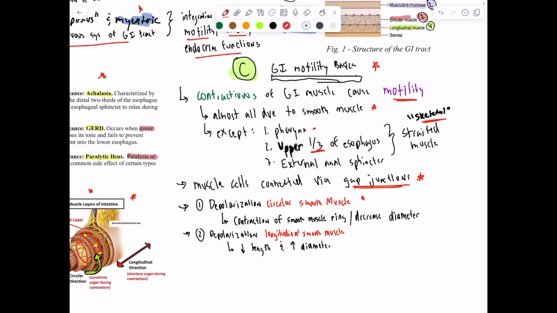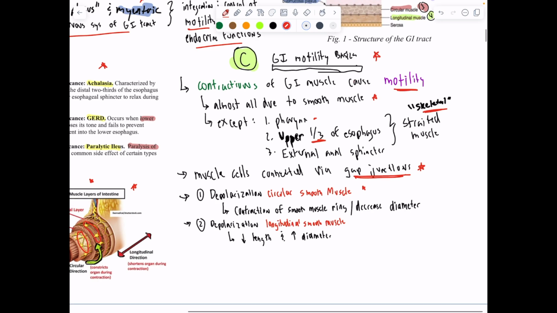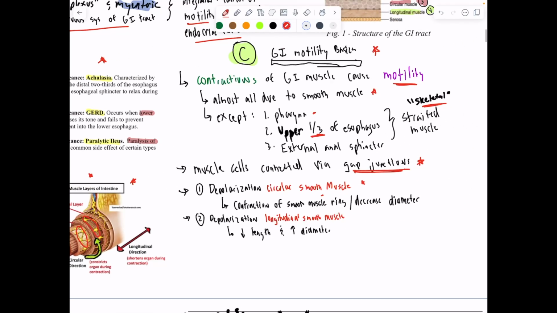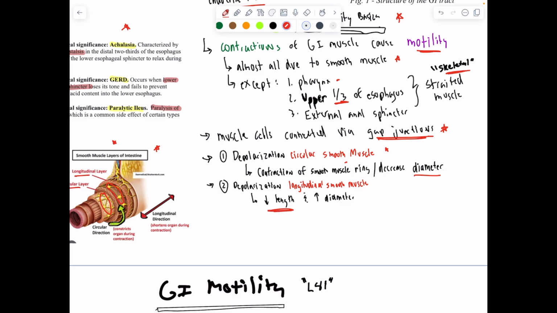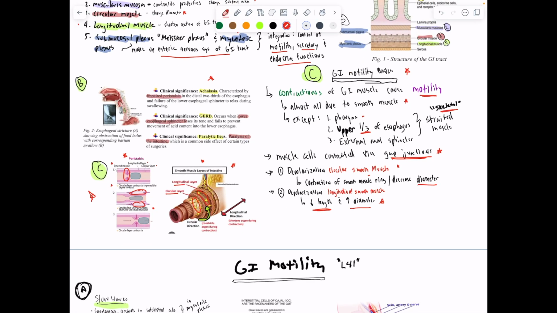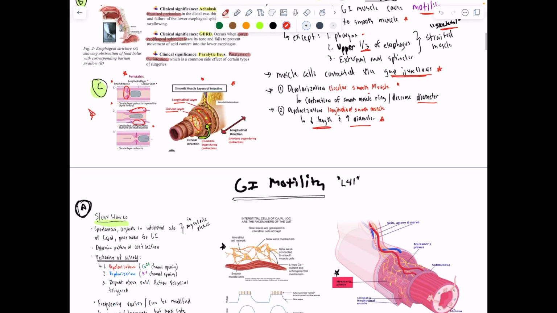And then depolarization of these circular smooth muscle cells is going to cause contraction of the smooth muscular ring, right? We saw it here, and decreased diameter. And then depolarization of the longitudinal smooth muscle is going to decrease length, help propel the bolus of food along, aka the ball of food, and then actually increase diameter too. Why would that be helpful? Well, increased diameter would make it easier for food, or the bolus, to move.